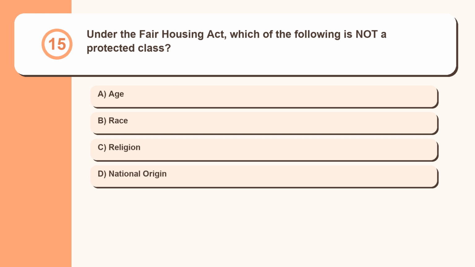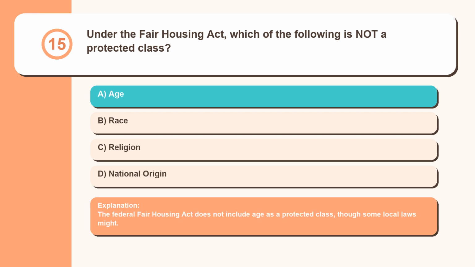Question 15. Under the Fair Housing Act, which of the following is not a protected class? Age, race, religion, national origin. The Federal Fair Housing Act does not include age as a protected class, though some local laws might.